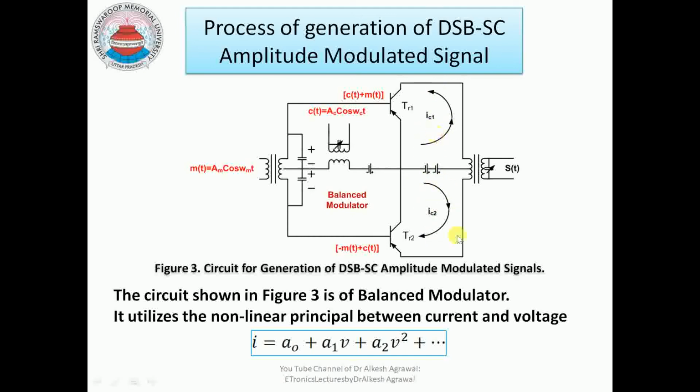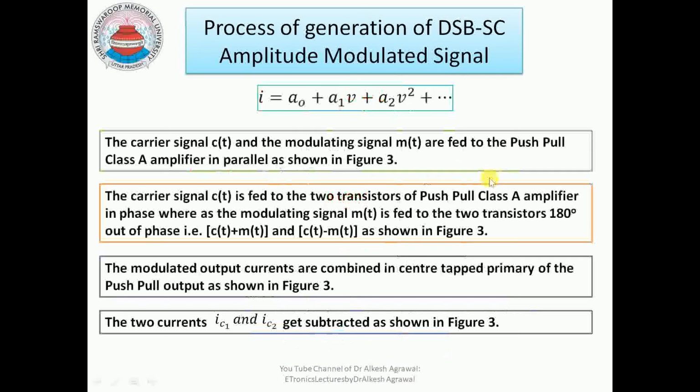are being subtracted following this nonlinear relationship, and therefore we get an appropriate double sideband suppressed carrier signal out of the center tapped output of a push-pull amplifier. So again, these points are written over here, which are summarized as the carrier signal, and the message signal is being fed to the two input terminals of a class A push-pull amplifier.